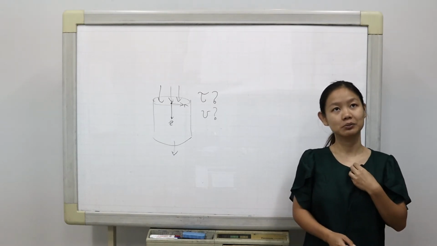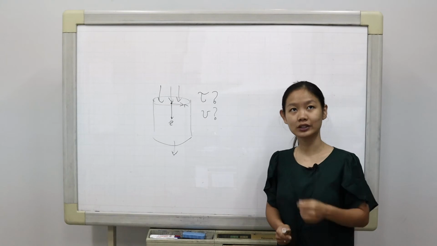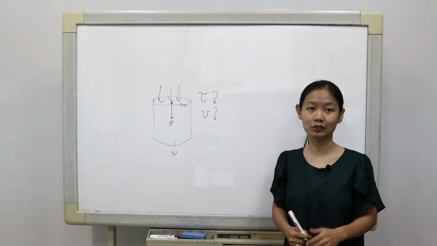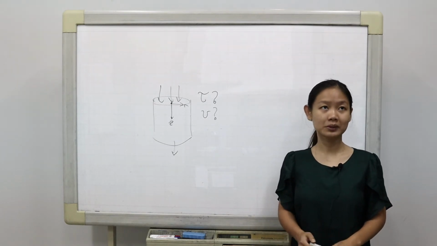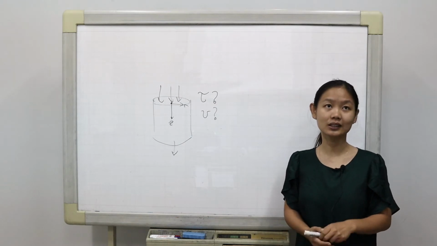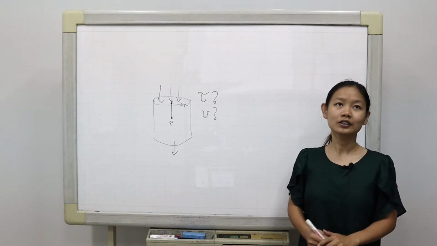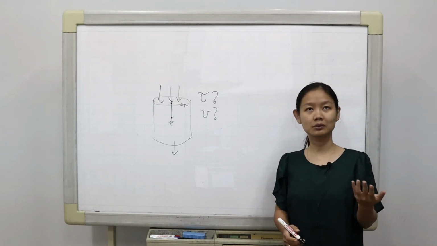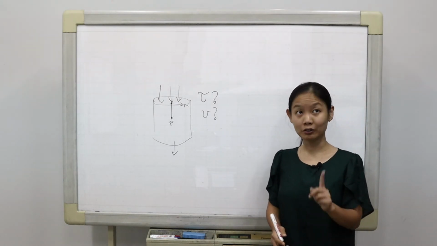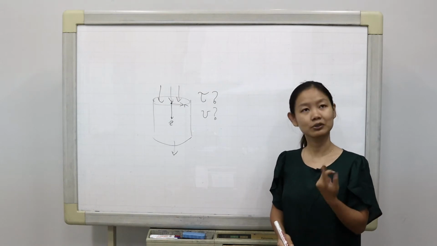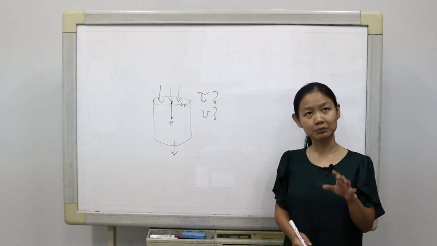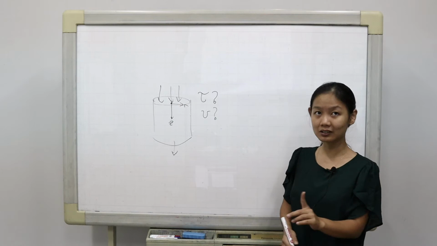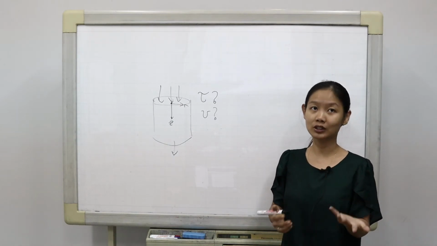Okay, now we have two tables. In table B5 we can see the equation of motion in terms of the momentum flux, or tau, and in table B6 we have the equation of motion in terms of velocity. So if we want to solve the first question, what is the momentum flux distribution, we're gonna need to use table B5.